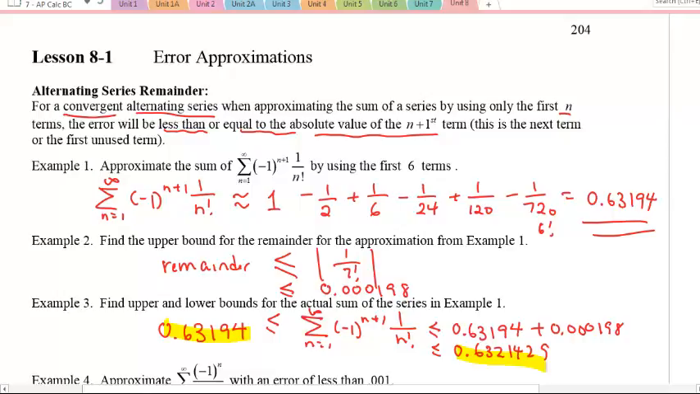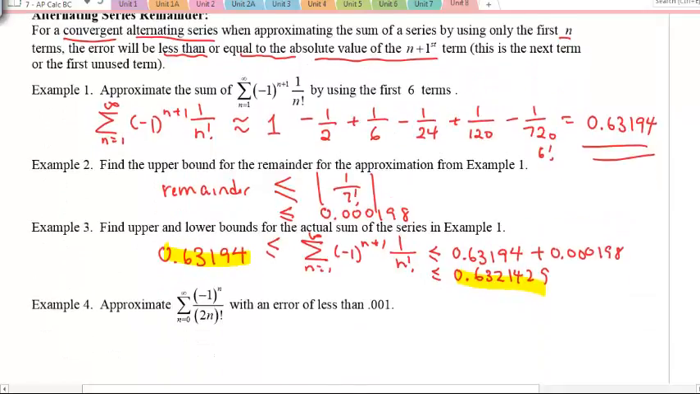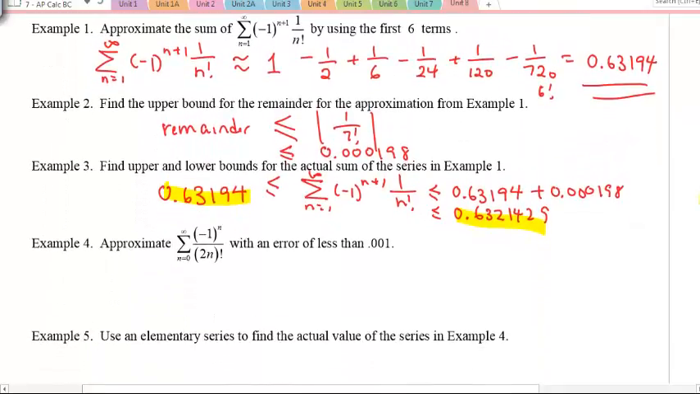Sometimes they'll ask you questions like the following, where they say to approximate, but make sure your error is less than 0.001. Here, they don't tell you how many terms. You have to figure out how many terms are needed such that your approximation has an error that's less than 0.001. So how can we do that? Looking at this summation, once again, let's start writing down a few of the terms.